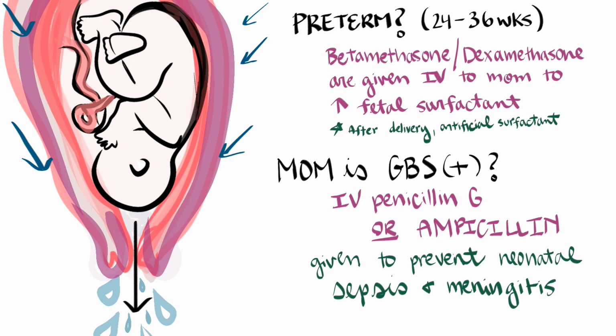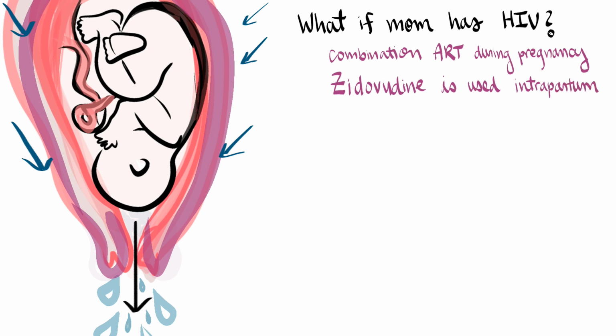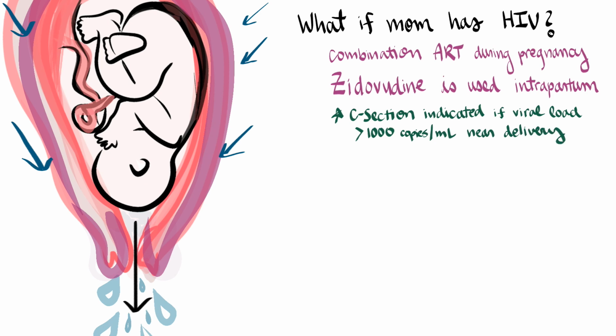Now, what about if mom is HIV positive? Pregnant patients with HIV should receive combination antiretroviral therapy throughout their pregnancy, but the key intrapartum drug is zidovudine. And this is especially important if the viral load isn't adequately suppressed in mom, although many guidelines now say that even if the viral load is adequately suppressed, there's reason to still give this drug to protect the fetus. If the viral load is greater than 1,000 copies per milliliter when the mom is nearing delivery, you want to do informed consent and talk about a C-section because that might be what's safest for the baby. Neonatal prophylaxis, zidovudine can also be used after birth.